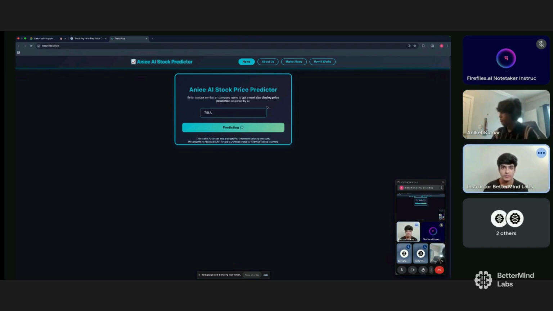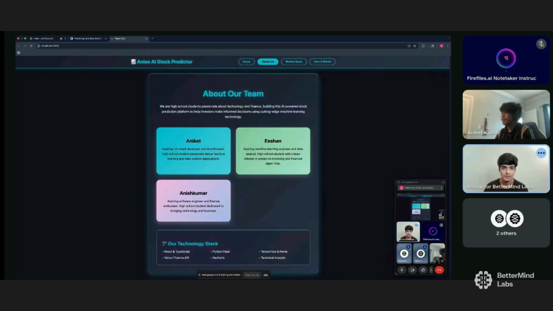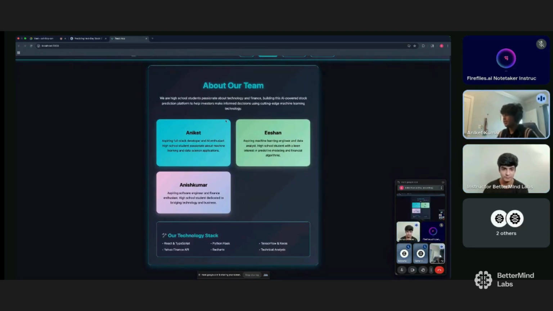You can switch to the about section. Okay, yeah. So here's the about our team. This is important for the users as it shows how passionate we are, what the main goals of this website are, and what we contributed. So here's me, here's Ishan, and here's Anish. This page also allows the user to see what technologies we used, including libraries and languages. We start off with React and TypeScript, and then here's our API key, TensorFlow and Keras, and Flask for the library.